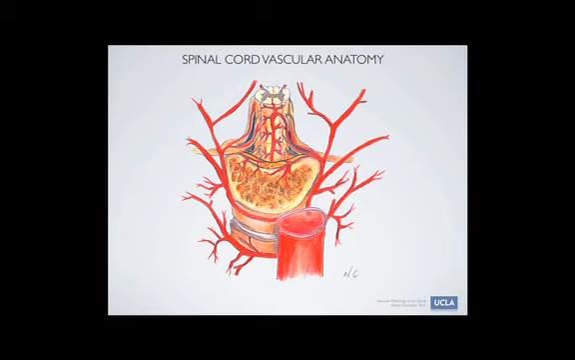Now, from a segmental perspective, things go a little bit differently. And this slide is very important because it will allow you to understand a bit what happens when we do an angiography. The branches that are going to contribute to form the anterior spinal artery and the posterior spinal artery, all of them come from the segmental branches of the aorta.